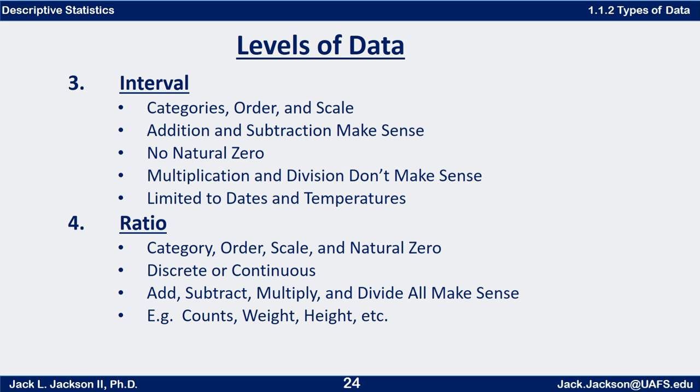So counts of things are always ratio and discrete. Weights and heights are ratio but continuous. Okay. So for example, if you say someone is 3 feet tall and someone is 6 feet tall, the 6 feet tall person is literally twice as tall as the 3 foot tall person. It does make sense.